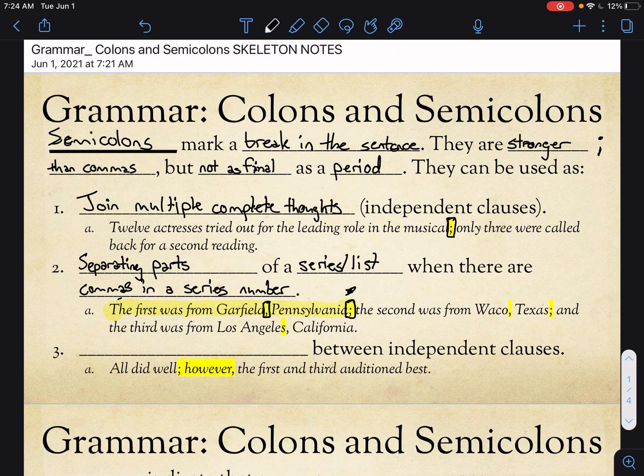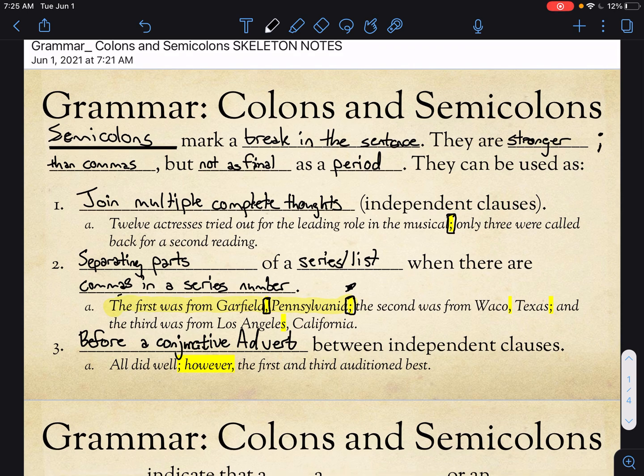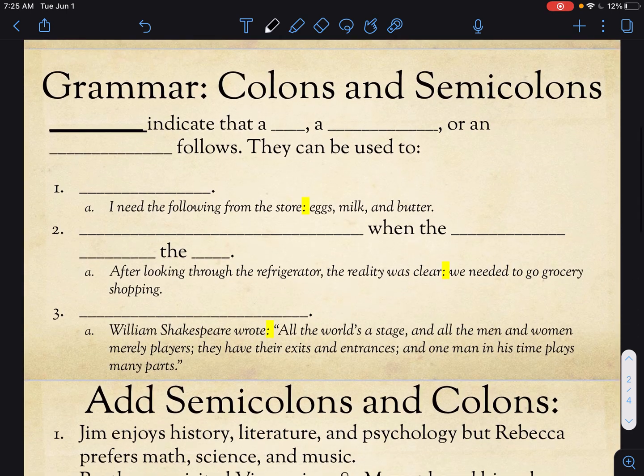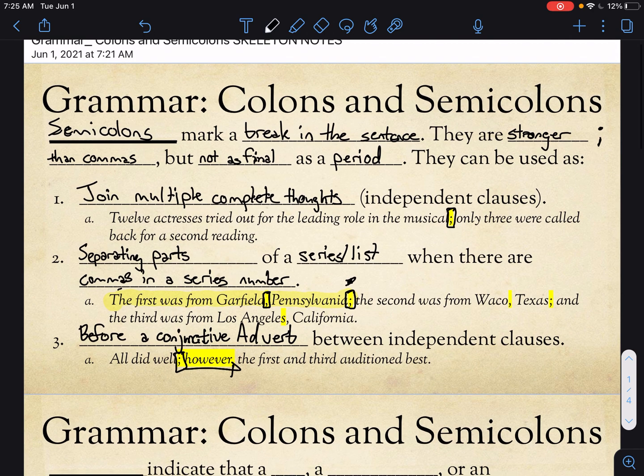And then the third one that we use is before, if you remember this from when we did conjunctions, a conjunctive adverb. So: semicolon, however, comma. The first and third auditioned best. So that's where we use semicolons.